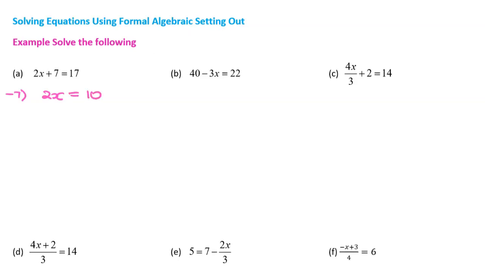Now, to get that x, we've got 2 times x, and we need to think, what is the inverse operation of multiplying by 2? It's going to be dividing by 2, so we do that to both sides. X is going to be 5.